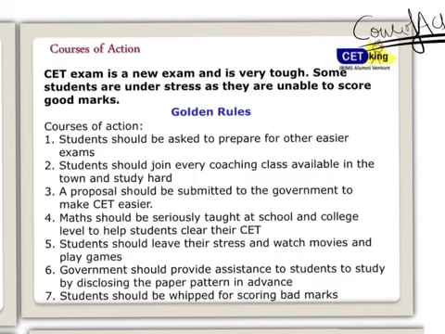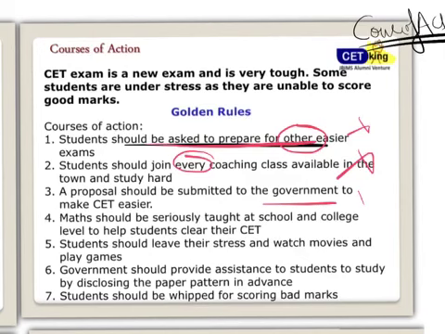Number 1, students should be asked to prepare for the other easier exam. Other easy exam. Other is out. That's a common thumb rule. Others are all out. Students should join every coaching institute. Again out, cannot be a conclusion. Proposal should be submitted to the government to make the exam easier. Yes, this could have been the answer, but no, because if you submit a proposal to the government, it will take some time. It might take up to years to happen. These students will be gone by the end of the year. That might be beneficial for the next batch, but not for this batch. So this is not the right option. Your solution should be immediate action. Your action should be immediate action.